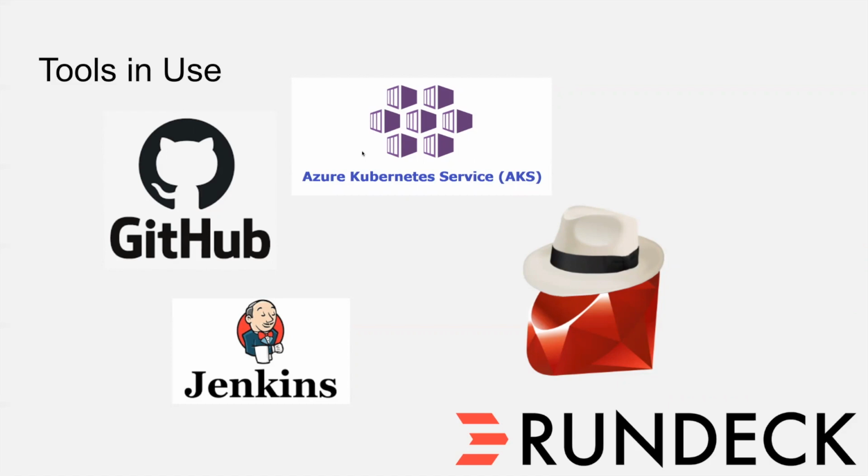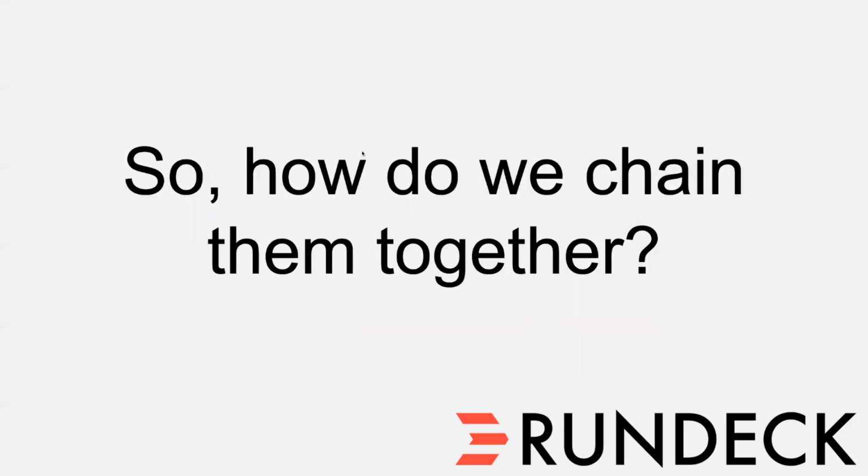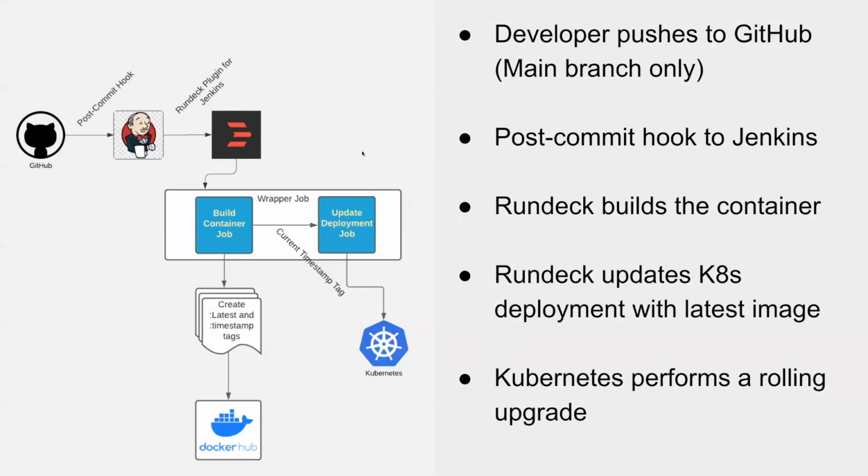So just to set the stage of how we're doing this, how do we chain all these things together? Well, let's talk about that. We've got a fancy diagram. We're going to start with GitHub. Your developers will push to GitHub, where you'll set up a post-commit hook that will tell Jenkins to go ahead and run your build. Inside Jenkins, we have a plugin that is configured to talk to Rundeck. This is a plugin that Rundeck provides that you can use to trigger jobs in Rundeck.